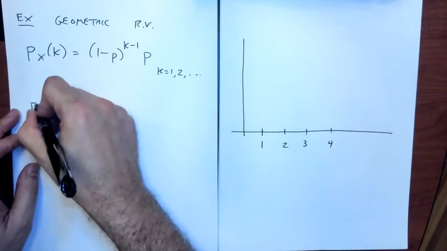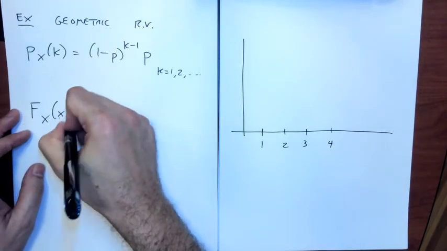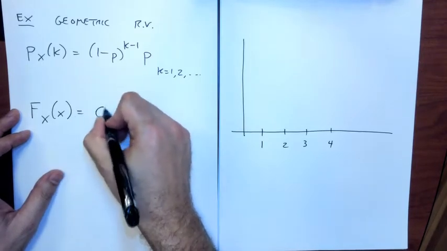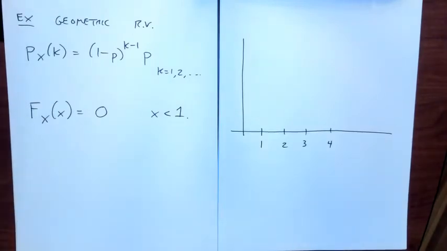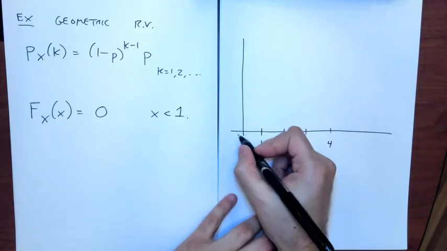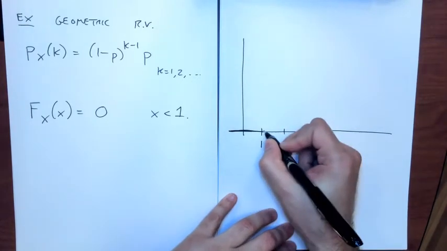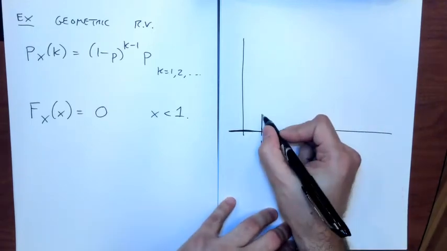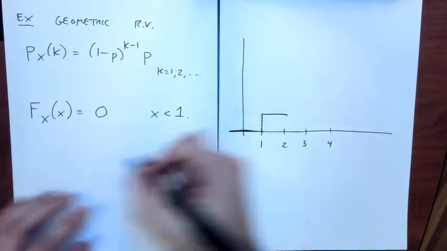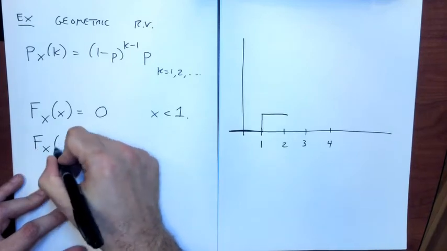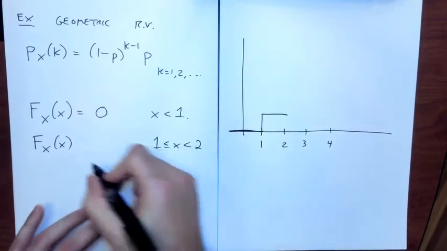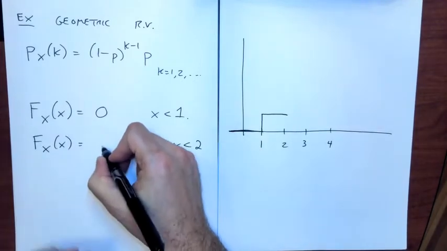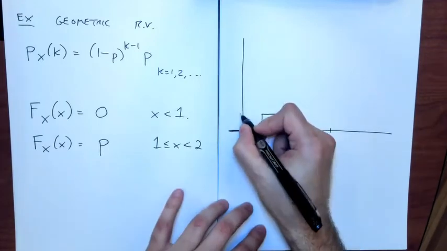And so, the CDF for any number that is less than 1 has to be 0, right? I have to have at least 1 coin flip, right? And then, at the moment that I pass over 1, I increment my CDF by the probability of getting 1, right? So if I'm in the range between 1 and 2, how much probability have I got? Well, it's like I succeeded on the first try, so I have P probability, right?